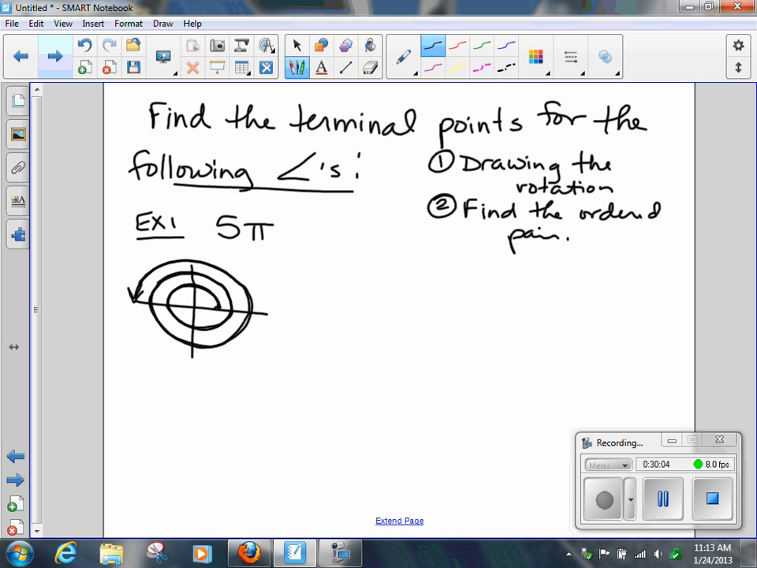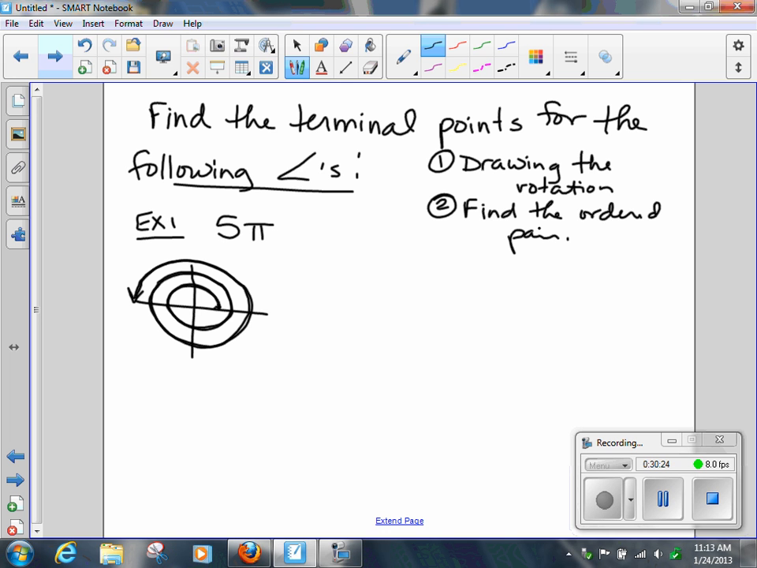Some of you will be able to count it off 2, 4, 5. Some of you will be able to do it that way. I can't do it that way, but you can, and that's fine. Do you see what I'm doing? That is showing the angle 5 pi radians.